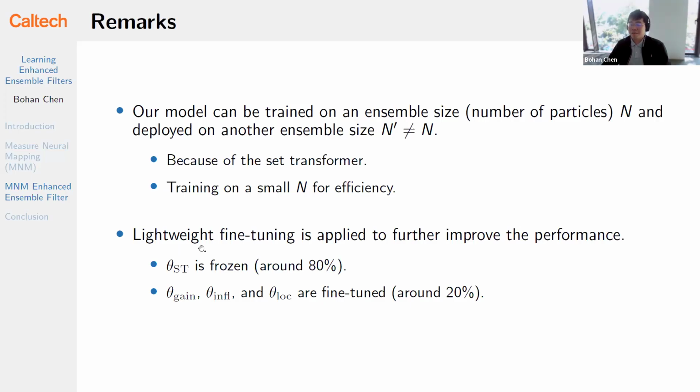I say it is lightweight because we freeze the set transformer part, which accounts for about 80% of the accuracy. This is because of the theorem of set transformer we have: once we have a set of trained parameters and we adjust the sample size, it won't differ too much. And what we fine-tune is the MLP parameters related to gain, inflation, and localization. This also comes from some inductive bias from the practical method, because in practice, when the ensemble size changes, the inflation and the localization parameters should be changed.